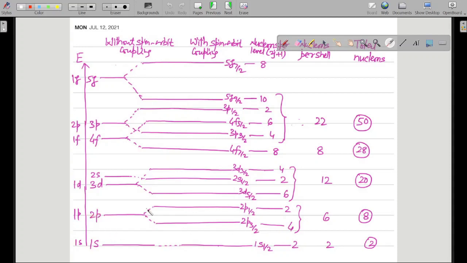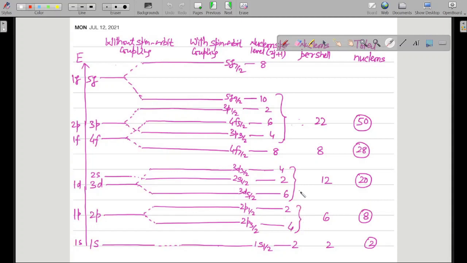Then we have 2p. That will be split into 2. Why? Because L equal to 1 for p, so L plus half, L minus half: 1 plus half, 1 minus half. 1 plus half is over here, 1 minus half is over here. Now 2j plus 1 will be the total number of nucleons, so the total is 6. Now 2 was a magic number, so this was a separate shell. Now 6 nucleons we have already done, so 2 plus 6 equals 8 nucleons. So this again will be a complete shell.